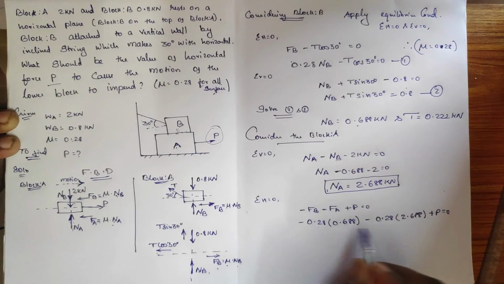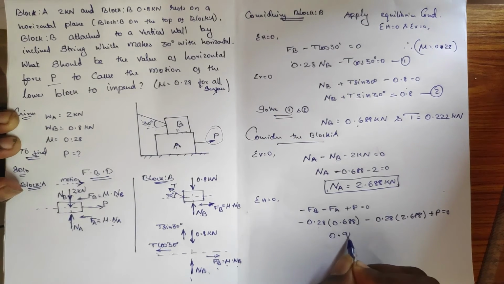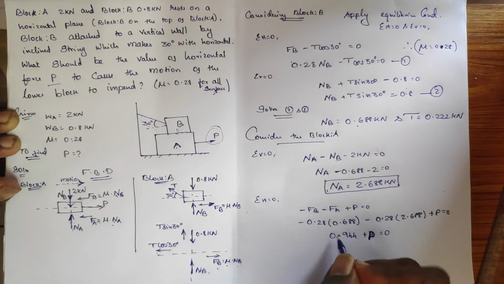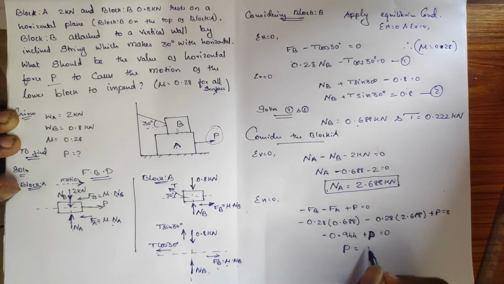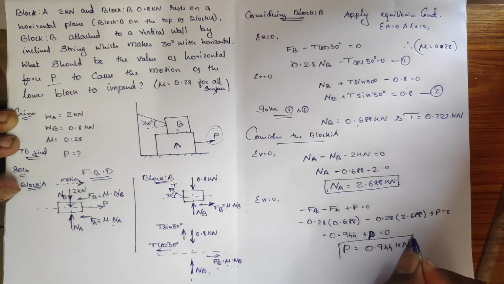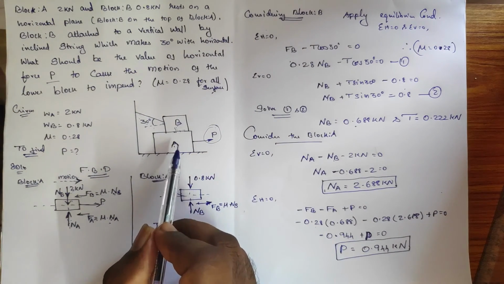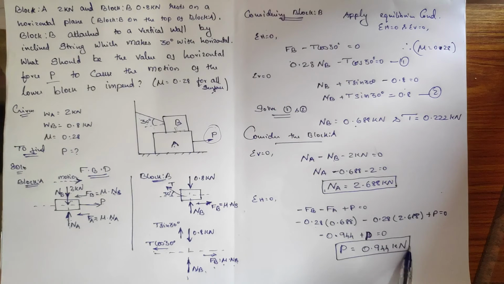Now if you do the calculation here, we get the answer as 0.944 plus P which is equal to 0. Here it will be the minus answer. Okay, so when taking it to the next side, it will be 0.944 kilonewton. Okay, the answer for the force required to just move the block A is 0.944 kilonewton. So I hope you understood.